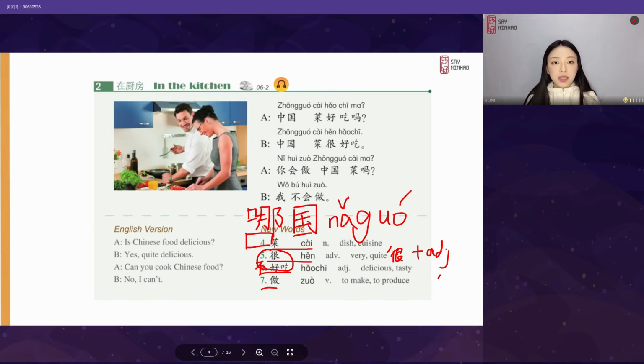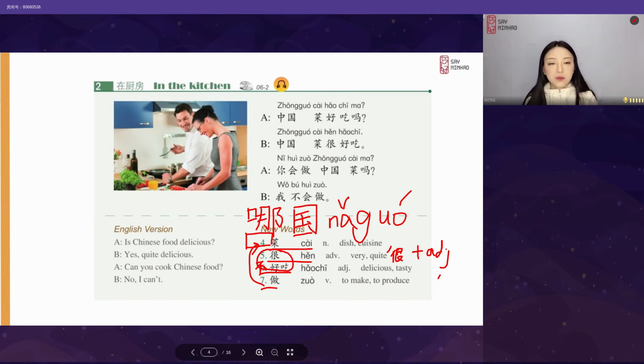做. The initial is zuo and the final is uo and the tone is the fourth tone. Read after me, please. 做. It means to make, to produce. So cook is 做菜. It actually is make dishes, make cuisines. So 做菜 is cook. So cook Chinese dish is 做中国菜 and cook American dish 做美国菜.